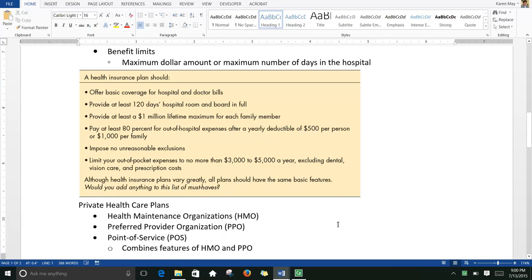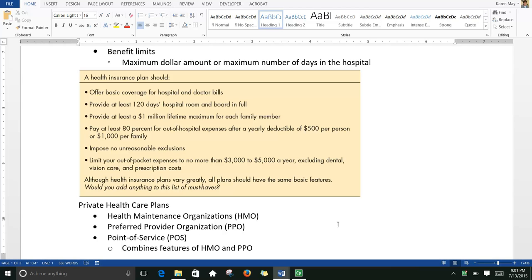The chart here shows what a health insurance plan should include. This is something that you may want to use as a guide. It offers basic coverage for hospital and doctor bills. It provides at least 120 days hospital room and board in full. It provides at least a $1 million lifetime maximum for each family member. It pays at least 80% for out-of-hospital expenses after a yearly deductible of $500 per person or $1,000 per family.